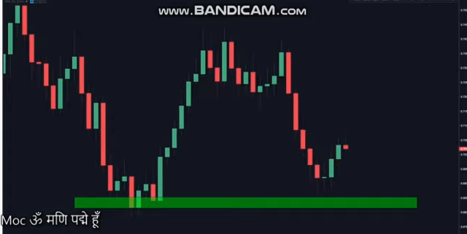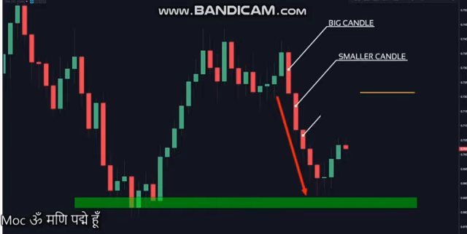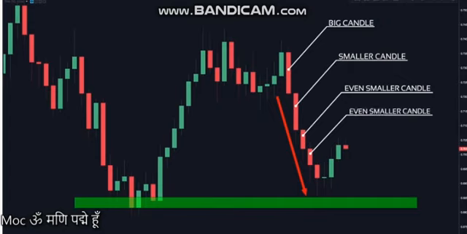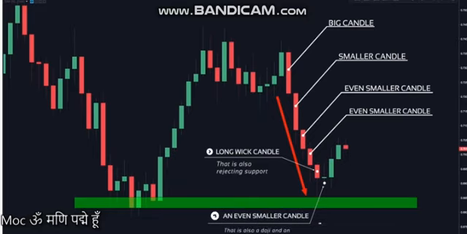Now, as price approaches this level of support, look at how the candles behave. As you can see, we have a big candle, followed by a smaller candle, followed by an even smaller candle, another smaller candle, and then a smaller long wick candle rejecting support. And then finally, an even smaller green candle that is also a doji and also an inside bar, which is a reversal candle. And this results in a bounce upwards.